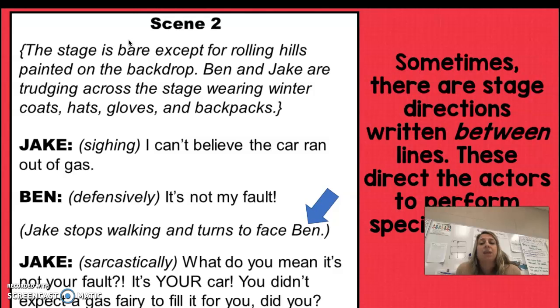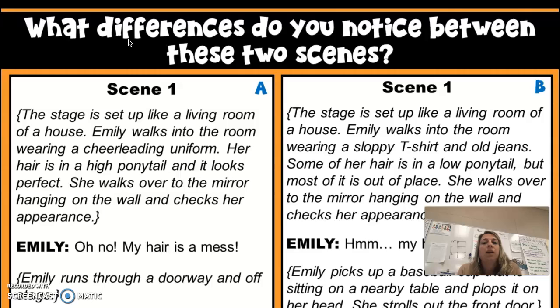It says sometimes there are stage directions written between lines. These direct the actors to perform specific actions. And so it's important that you read those because you know what the characters are doing or what they're thinking or whatever's happening. So you don't want to skip over those just because someone is not reading it. We need to know what's happening in the story. And so those stage directions help us.